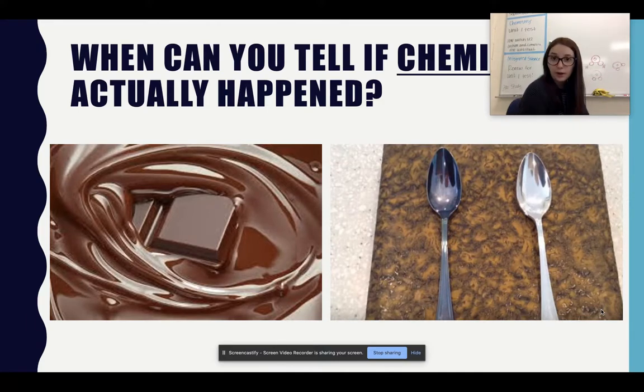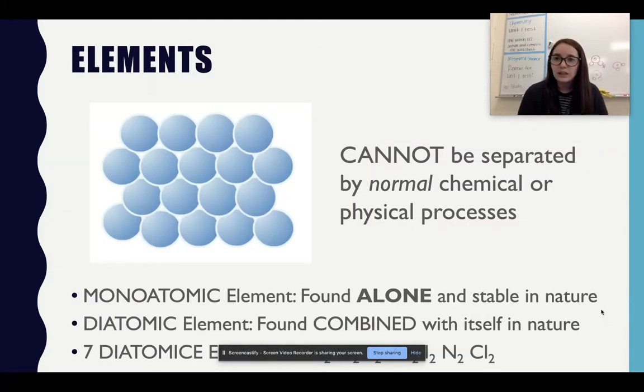But now we're going to talk about some of the stuff and like where this can happen and why this happens. And so I want you to know about elements. So elements, these are things that cannot be separated by normal chemical or physical processes. So chemical, physical, I want to add heat. That's not going to take an element and break it apart. It's not going to change it.